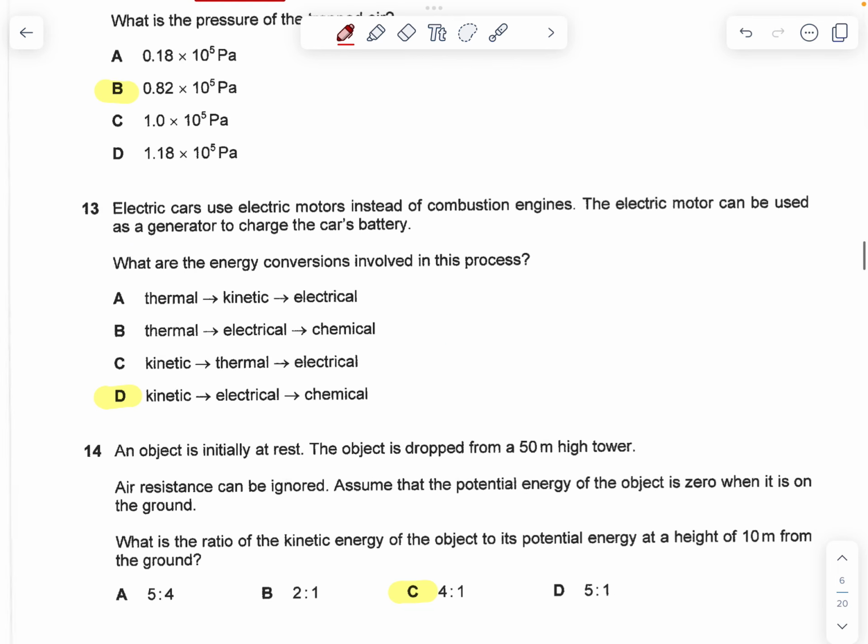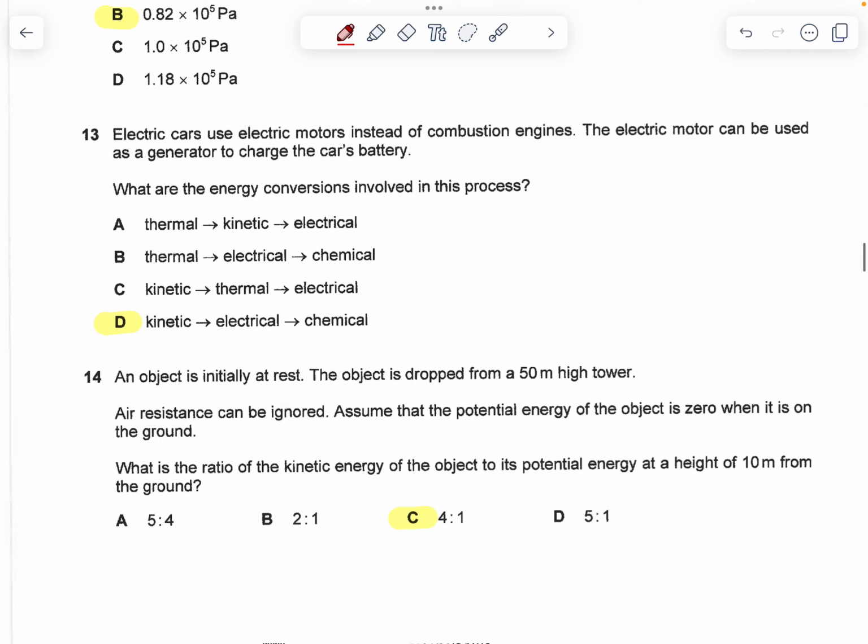Next, question 13. Electric cars use electric motors instead of combustion engines. The electric motor can be used as a generator to charge the car's battery. What is the energy conversion involved in this process? So this is the part called regen braking. It converts the kinetic energy of the car as it's slowing down into electrical energy, to be stored as chemical potential energy in the batteries.